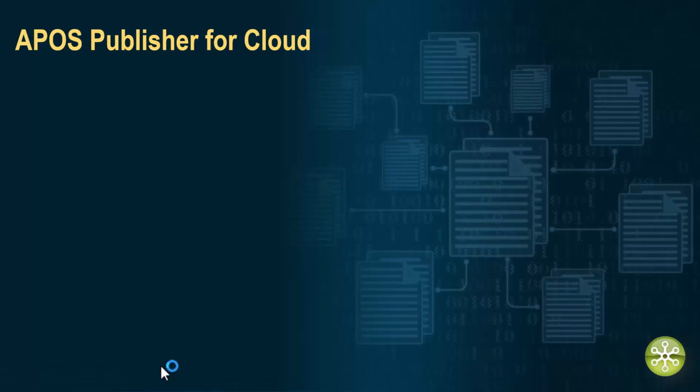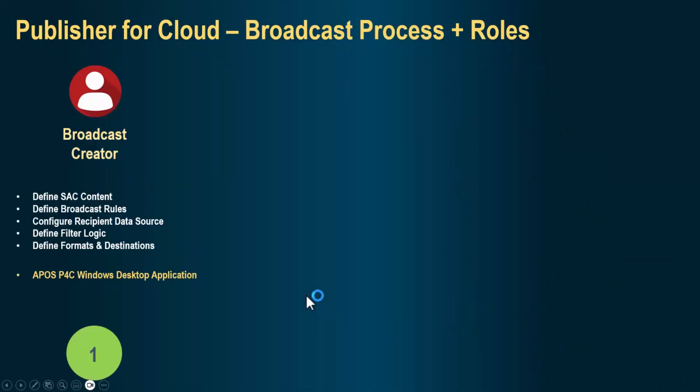Finally, we just want to talk about the types of roles that are involved in the Publisher for Cloud configuration. So the first role we have here is broadcast creator. This user is responsible for defining the bursting definitions, creating the scope of the configuration recipient data source, applying filters of the formats and destinations. This all happens within the desktop application, which can be locally run on your laptop or workstation. No server login process is needed here.